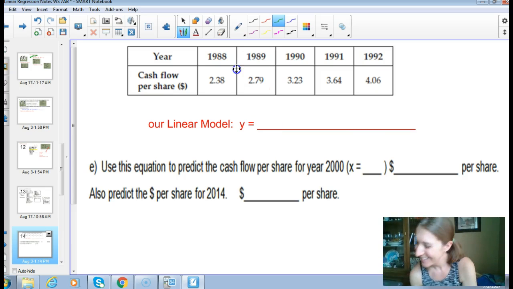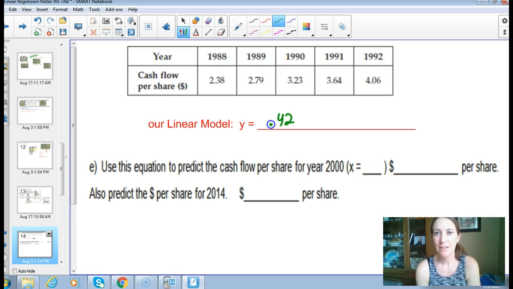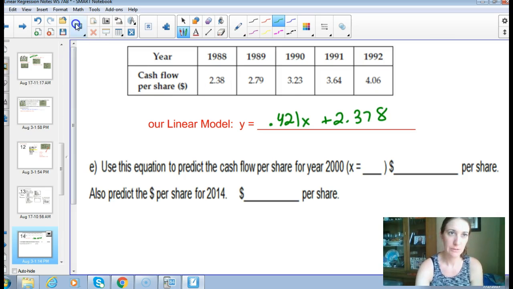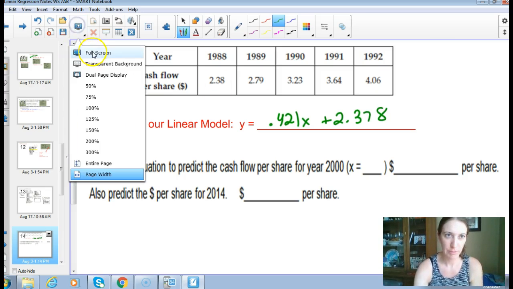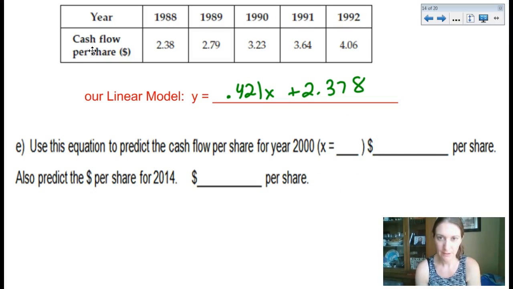Okay, follow up. So our linear model was 0.421x plus, and if I don't round 2.378, I'll get a more accurate answer, but you know, sig figs and all that, I probably should round to the hundredth. Oh well. Talk to your science teacher about that.